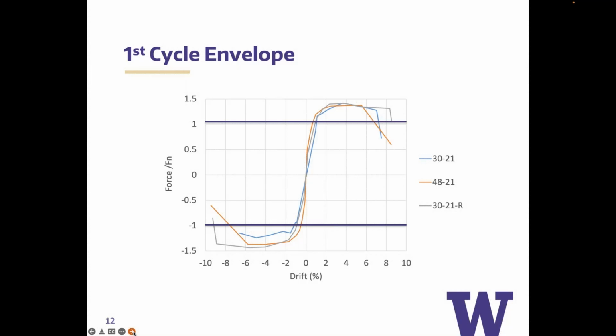So I wanted to show you these envelopes. These are just first cycle envelopes. The blue is our standard reference specimen, and then the orange is that same specimen, but it has a larger diameter, and you can see in both the blue and the orange, we start to lose capacity somewhere between 6 and 7%. Whereas when we add in the ring, we actually get beyond 8% without any loss in strength.